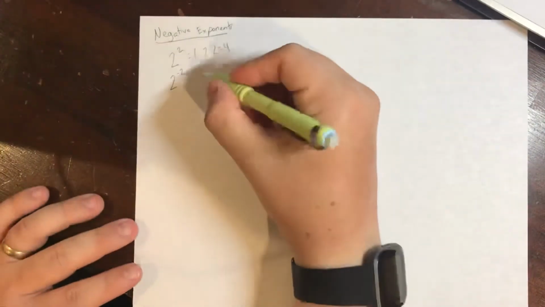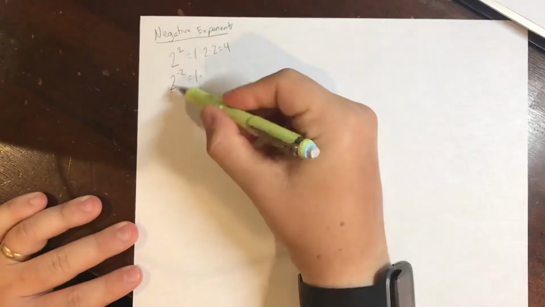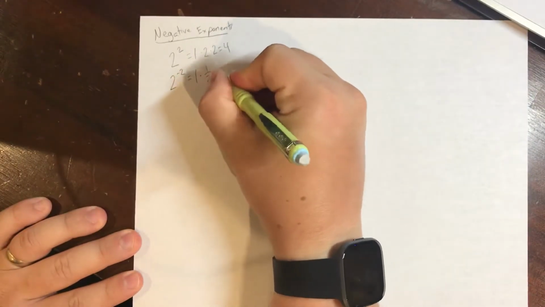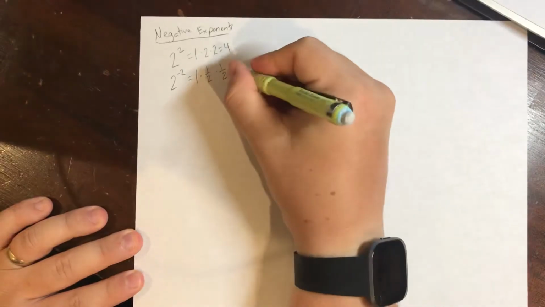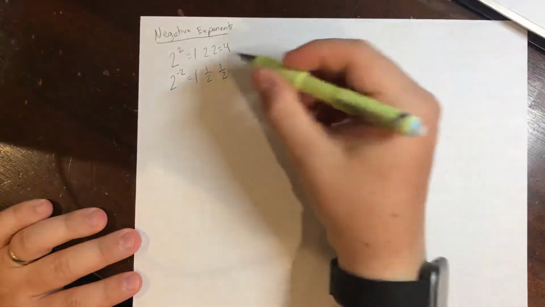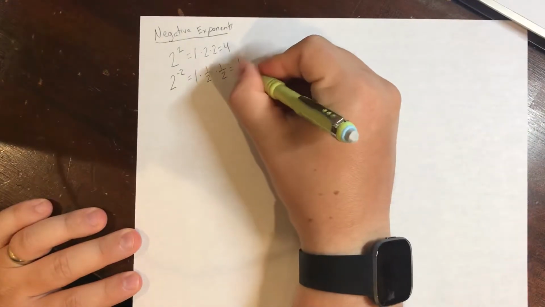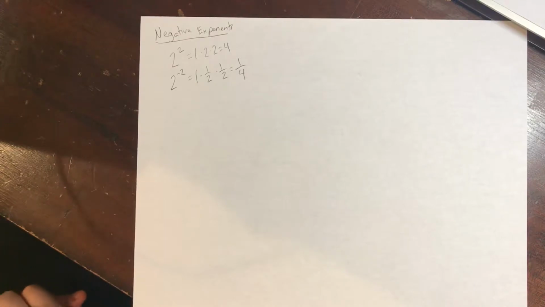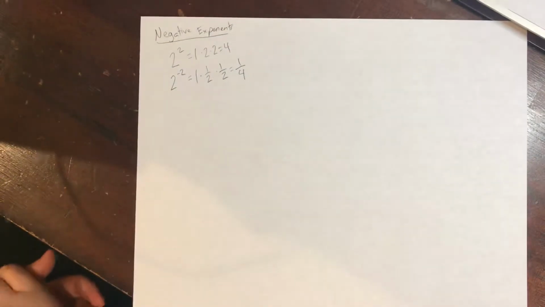So we're going to say 1 times, since it's 2 to the negative 2, we're going to divide by 2 twice. Or we're just going to say we're going to multiply by 1/2 twice. That's times 1/2 times 1/2. So that's equal to 1 times 1/2 is 1/2. 1/2 times 1/2 is 1/4. So if we take 2 raised to the negative 2 power, we get 1/4.